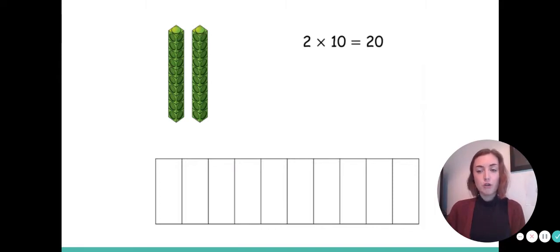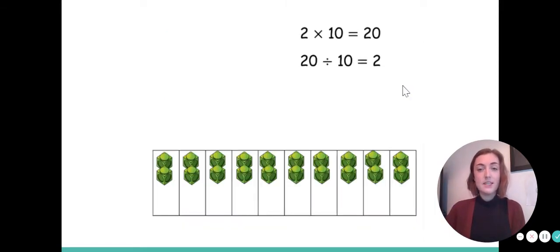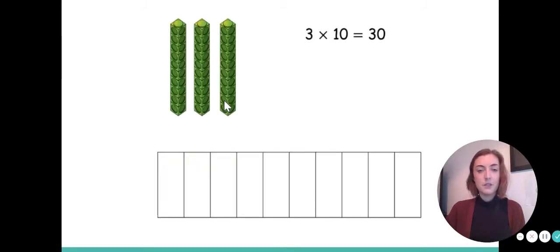Now I've got 2 groups of 10. 2 times 10 equals 10, 20. Now I'm going to divide that between 10. So 20 divided by 10 has given me 2. So 2 times 10 is 20. 20 divided by 10 equals 2. So I have my 20 and I shared them equally between 10 groups. Are you spotting a pattern?